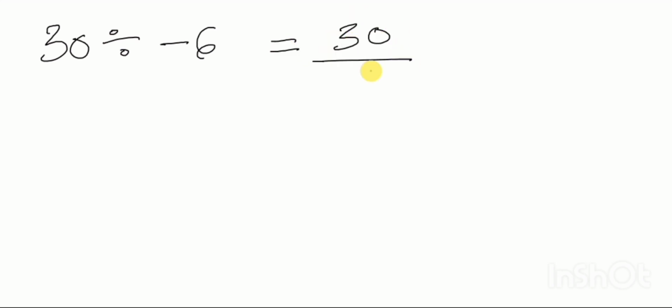So let's try the last question. Let's say we have 30 divided by negative 6. Let's put the sign there for a clearer view. And then the signs are not the same, so our answer is eventually going to be negative, and 30 divided by 6 is going to give you 5. And thus I have negative 5.